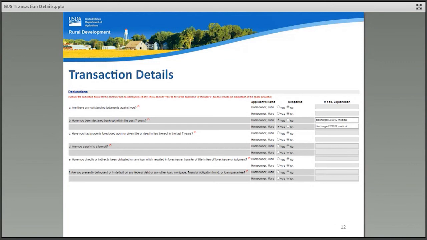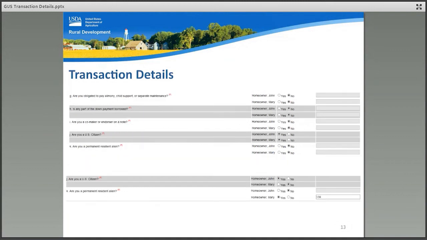In this example, there was a bankruptcy in the last 7 years. The entered explanation by the user is discharged 2 of 2012 medical. This note will relay to the underwriter and to USDA that the bankruptcy was due to medical issues, and it was discharged in February of 2012. This will allow a reviewer to quickly understand the cause and affected date. This is a good example of a note that informs and directly responds to risks.